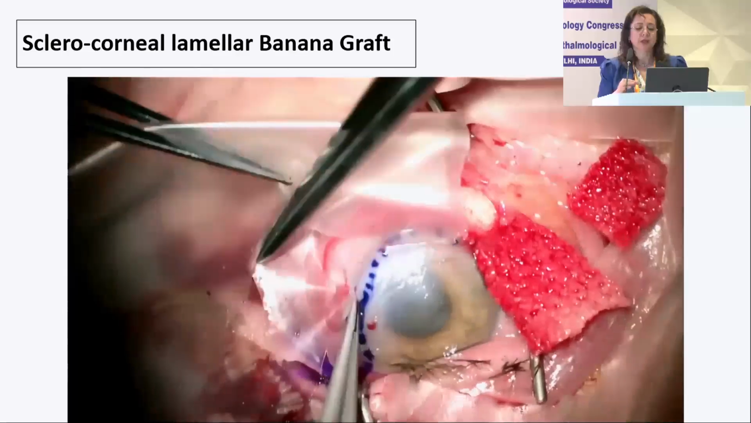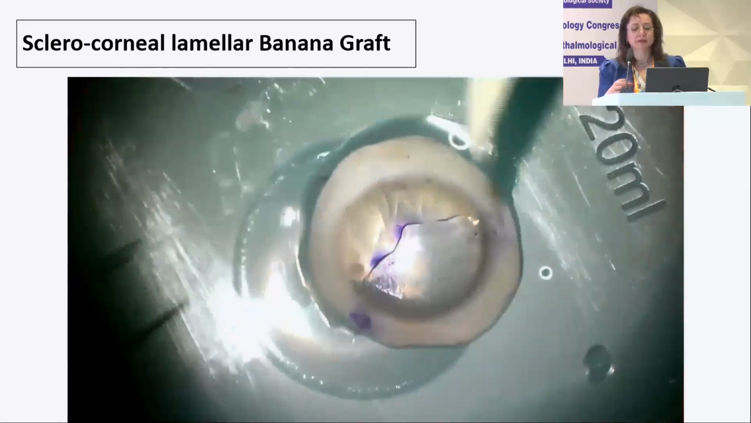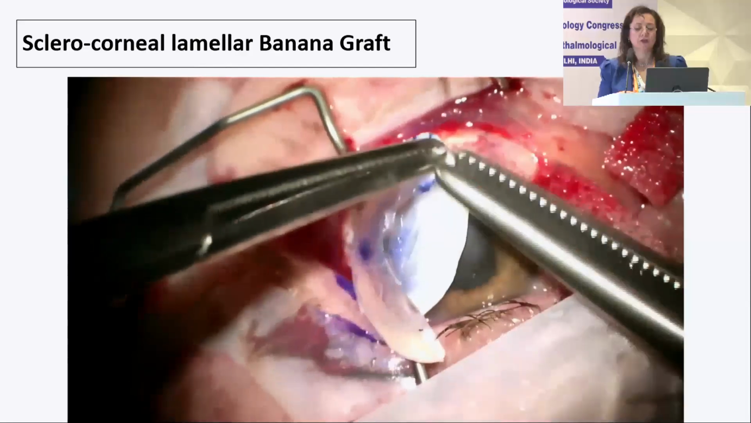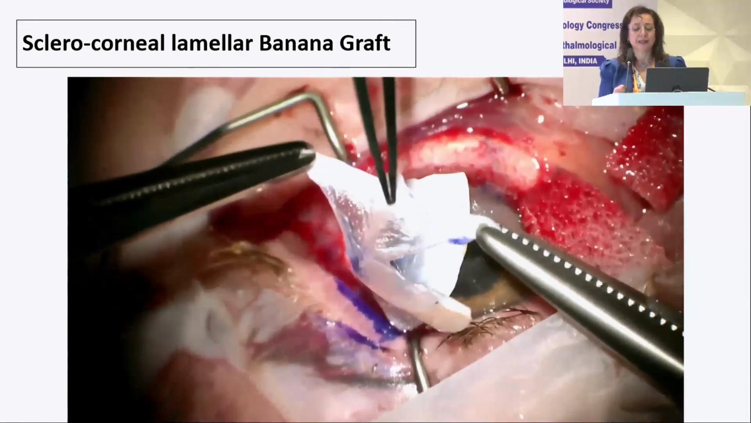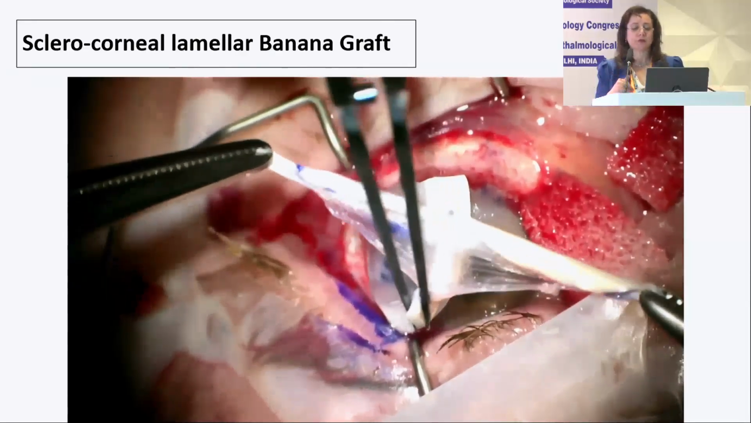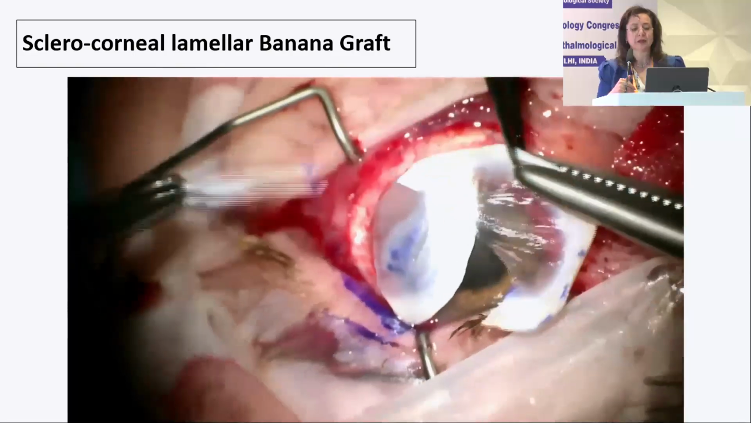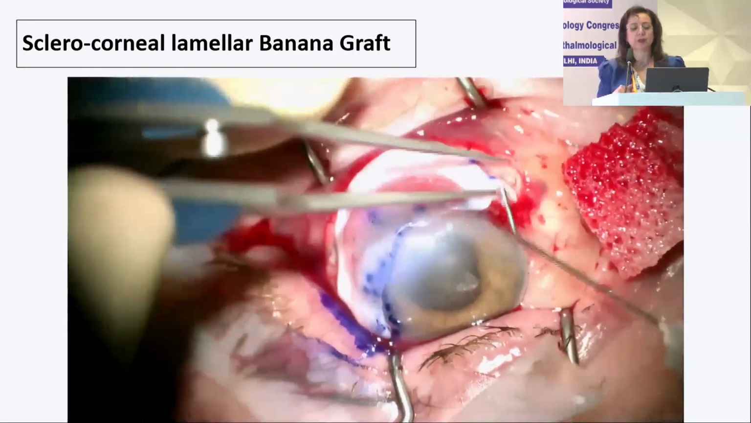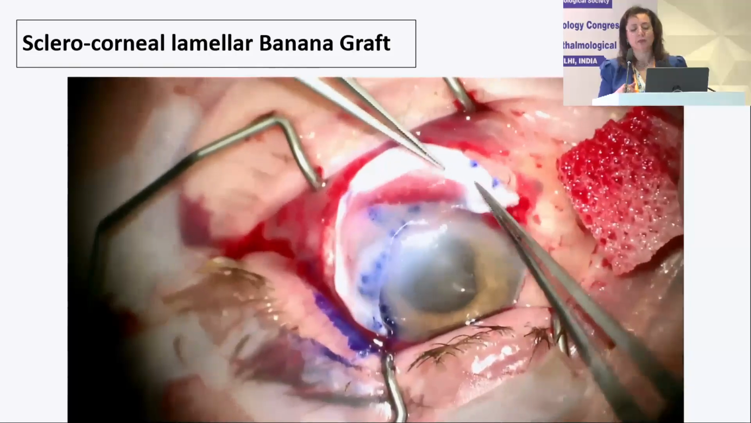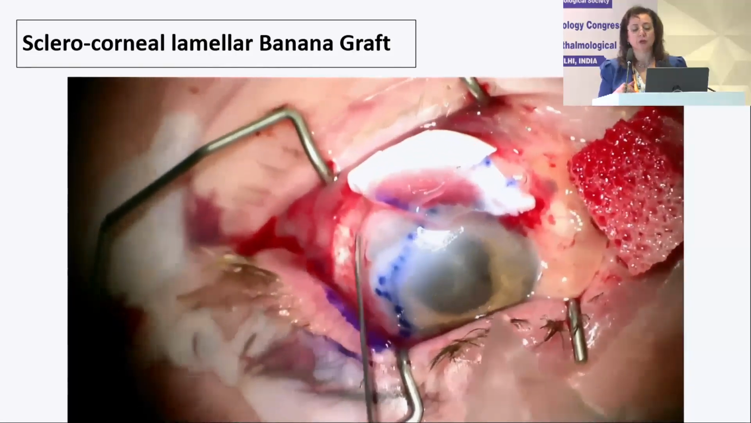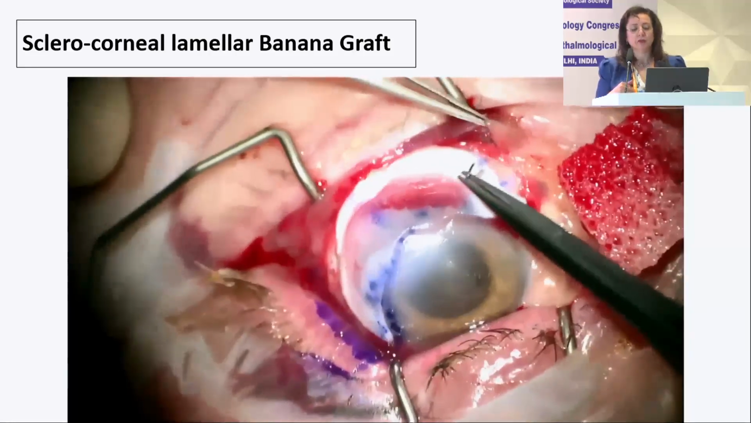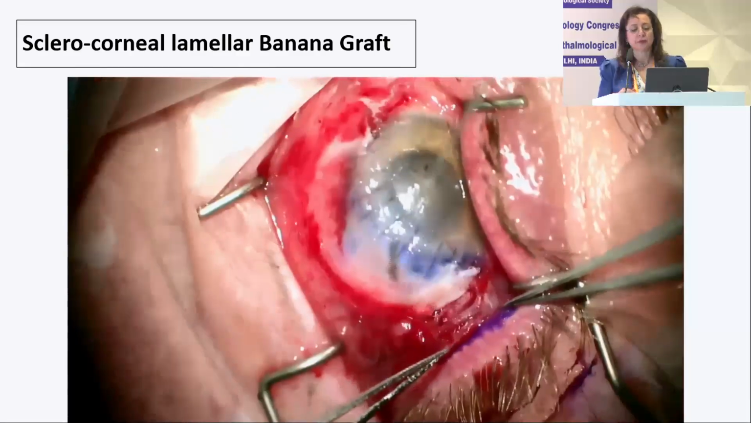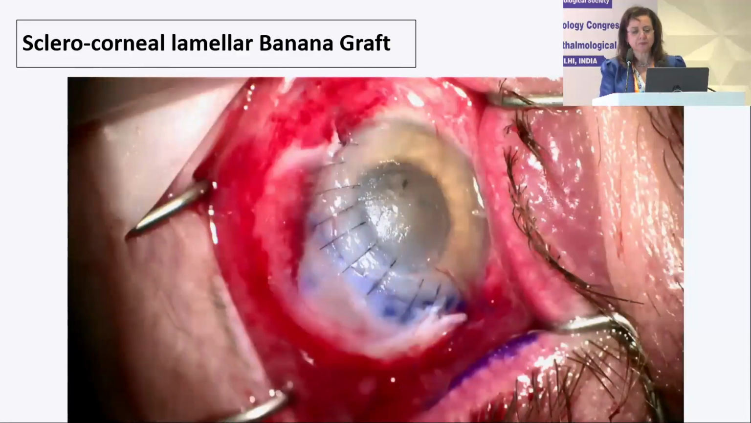Then you can actually use a plastic to mark the exact area where you need to graft, and then you can split the sclera. You've already dissected the cornea, but you can split the sclera at the same area and then create an anterior stromal lamella, which you can suture and glue to the area of the defect. And then you can actually glue the conjunctiva on top. And this is what we've done with this patient.